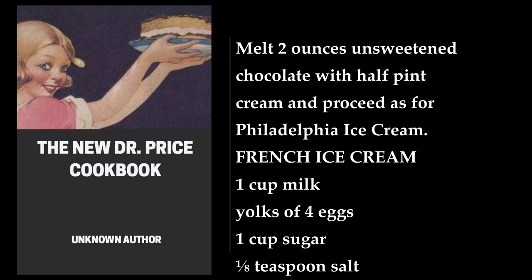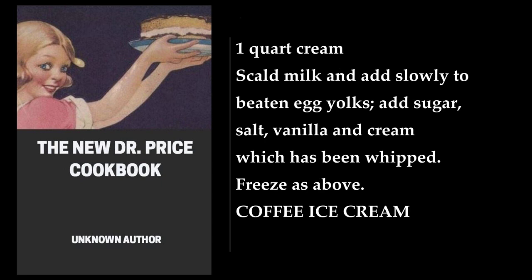Melt 2 ounces unsweetened chocolate with half pint cream and proceed as for Philadelphia ice cream. French ice cream. 1 cup milk. Yolks of 4 eggs. 1 cup sugar. 1/8 teaspoon salt. 1 tablespoon vanilla extract. 1 quart cream. Scald milk and add slowly to beaten egg yolks, add sugar, salt, vanilla and cream which has been whipped. Freeze as above.